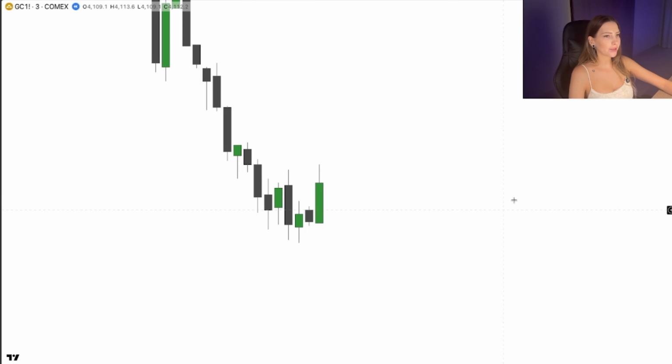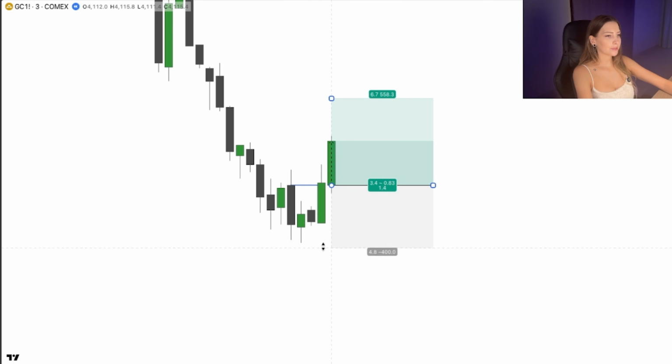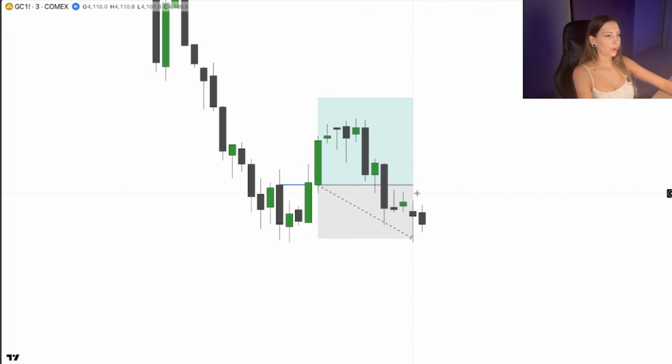We have no context, we have no bias. So let's just look at the CISD by itself. Here we have a new low. So my CISD is on the body of the down close candles. And here I already have my confirmation. So what happens if I place my entry right here with my stop at the lows? Let's see what happens. Well, it fails.